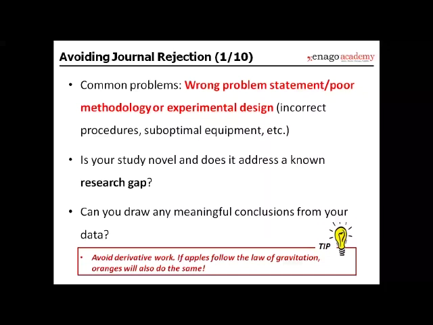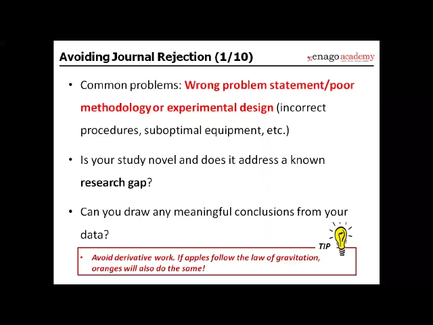Now, what are the common problems? The first common problem is trying to propose something completely irrelevant, like having a wrong problem statement, or having a good problem statement but poor experimental design or poor methodology. This is the number one reason for rejection. If the problem statement itself is not legitimate, or if the experimental design is very poor, if the procedures are incorrect, or if the equipment used is suboptimal, then the odds of your manuscript getting rejected increase significantly.